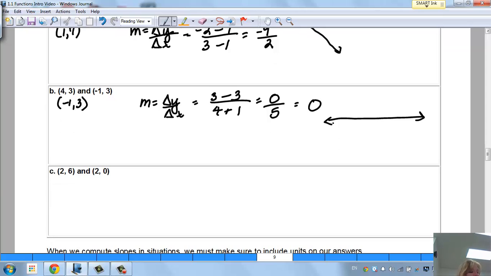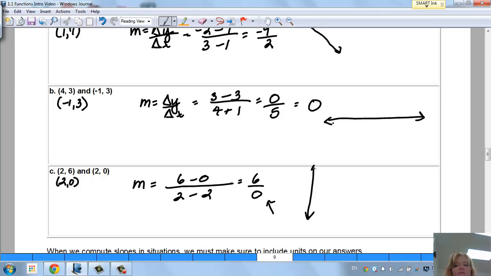Now 2, 6 and 2, 0, so I put the 2, 0 here underneath. Do my slope, the change in your y, so I have 6 minus 0 over 2 minus 2, so I have 6 over 0. You cannot divide by 0, so this line looks just like this. It's undefined. Just to remind you, 0 slope and undefined slope are different. So please don't think they're the same.